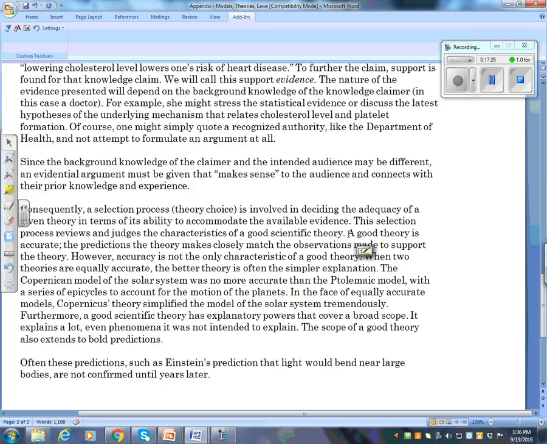Okay? A good theory is accurate. The predictions the theory makes closely match the observations made to support the theory. However, accuracy is not the only characteristic of a good theory. When two theories are equally accurate, the better theory is often the simpler one.